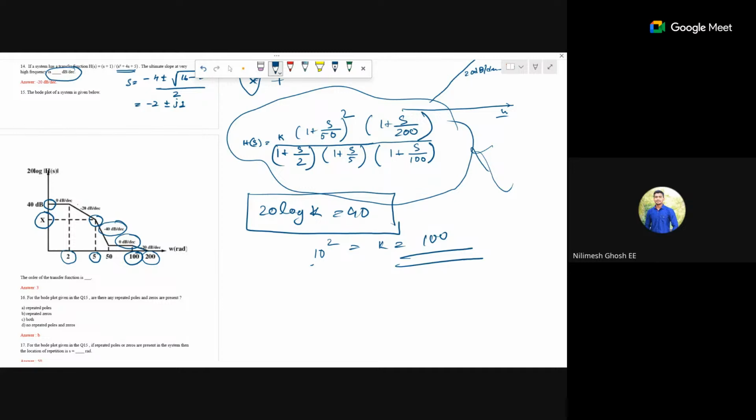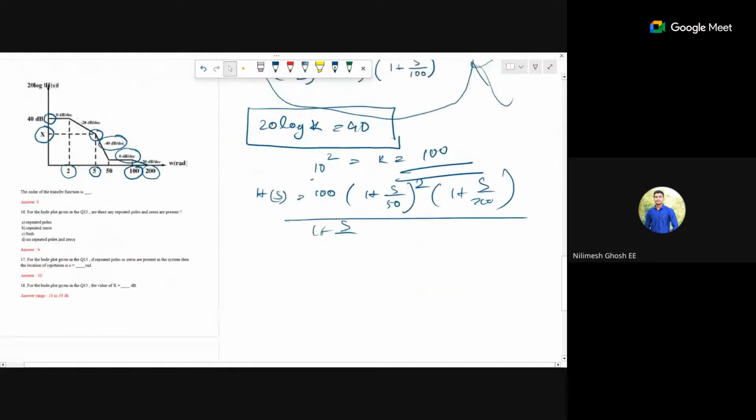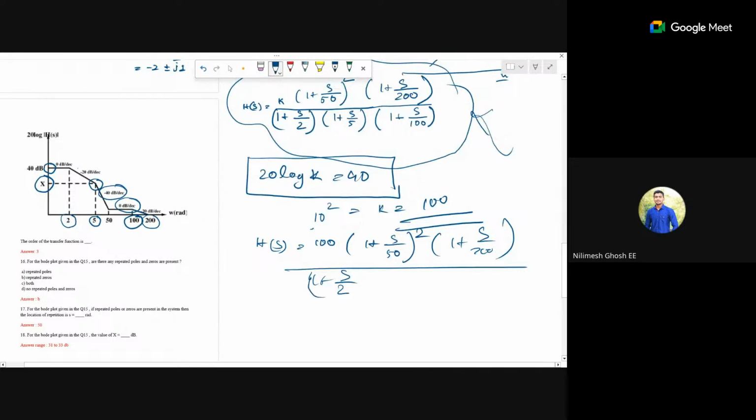So now if we put the k value here, we have already found the transfer function. So the transfer function will be 100 into (1 plus s by 50) squared, (1 plus s by 200), divided by (1 plus s by 2), (1 plus s by 5), (1 plus s by 100).